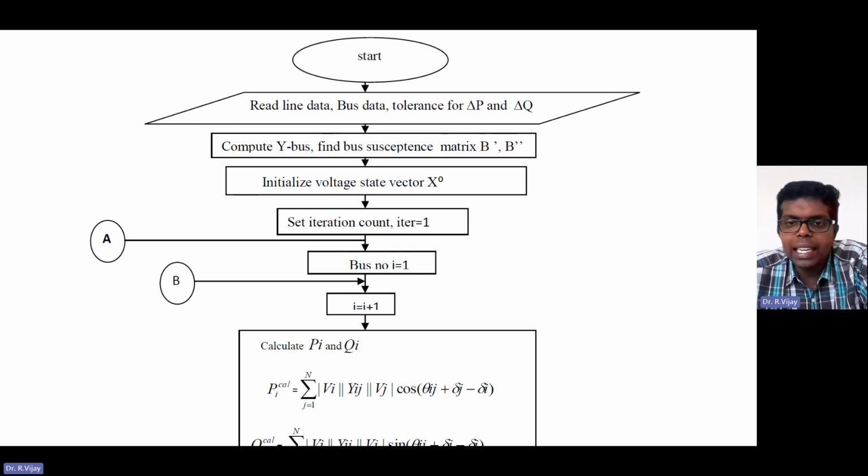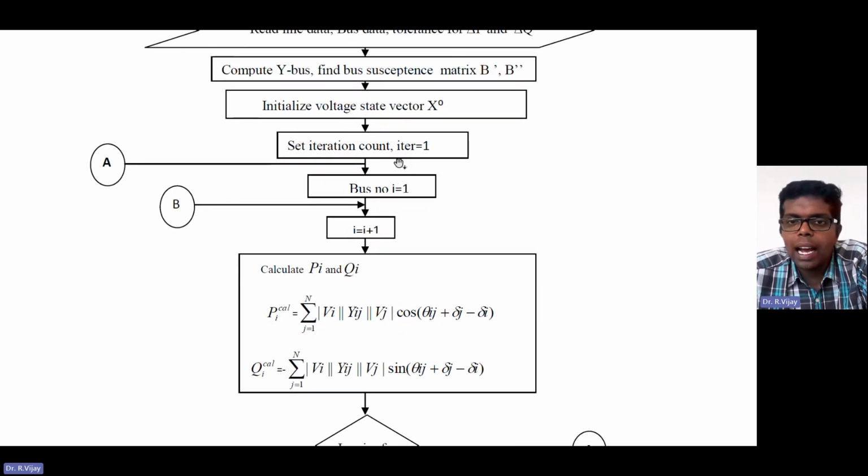Next, initialize the voltage state correction vector. What is the initialized value? That is the flat start, that is V is equal to 1 plus j0. That is how you initialize the state correction vector. Next, you need to set the iteration count: iteration is equal to 1.